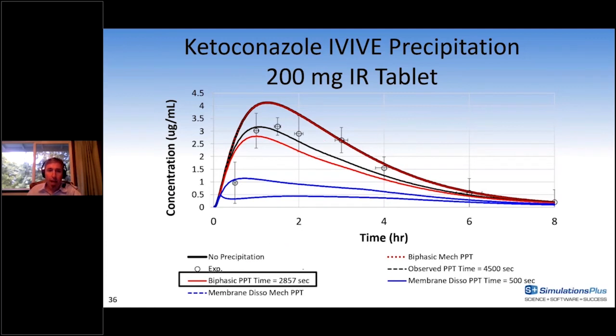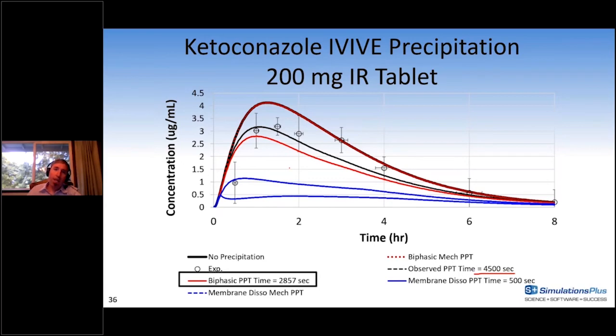In this case, the observed precipitation time was around 4,500 seconds, and the biphasic first order precipitation time of 2,857 seconds was the best in vitro value, and that's the red curve. So in this case for ketoconazole, the in vitro didn't do that bad. It seems to do an okay, reasonable job. It does overpredict precipitation, but not nearly as badly as in the case of dipyridamole.